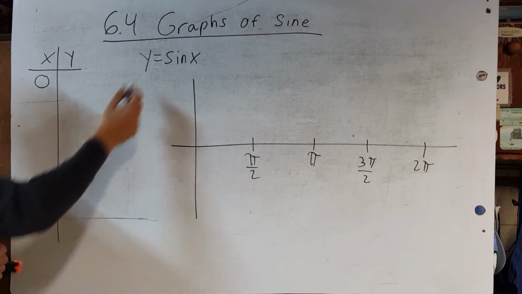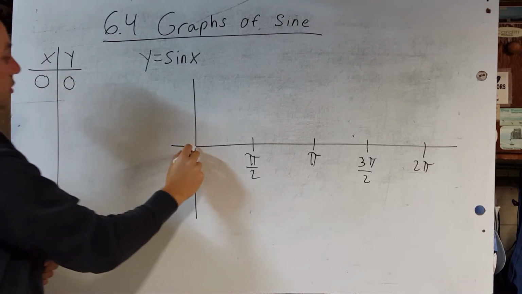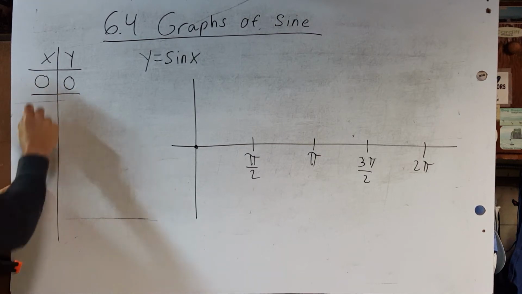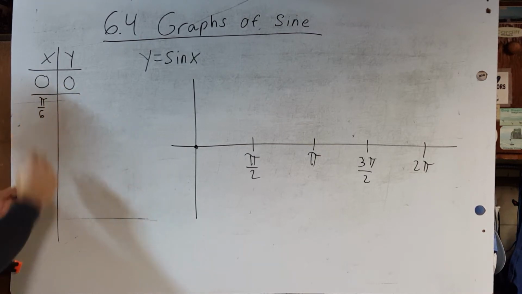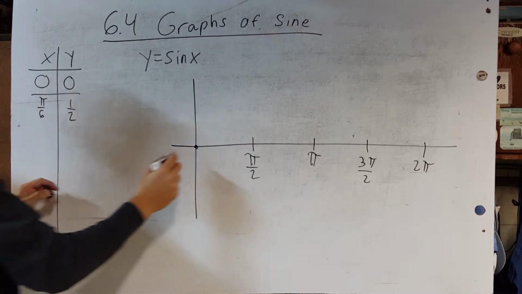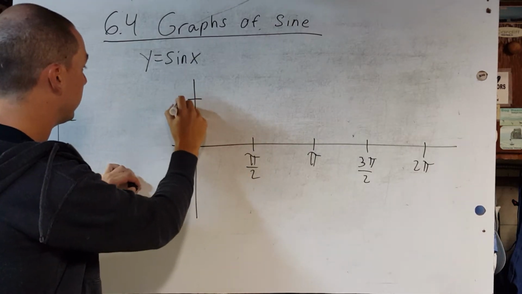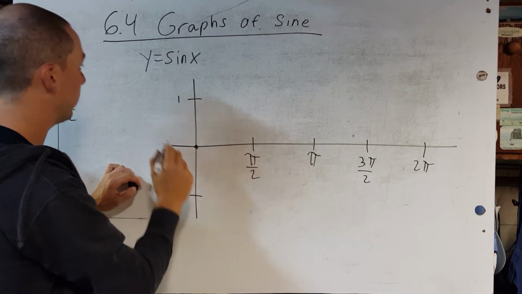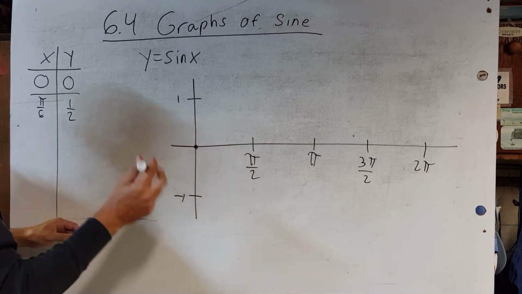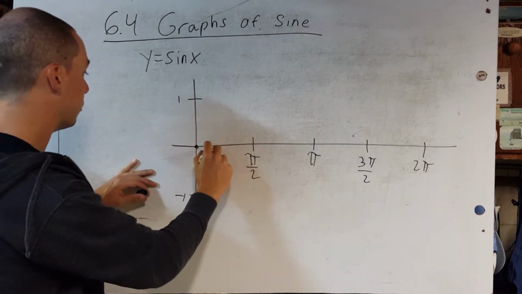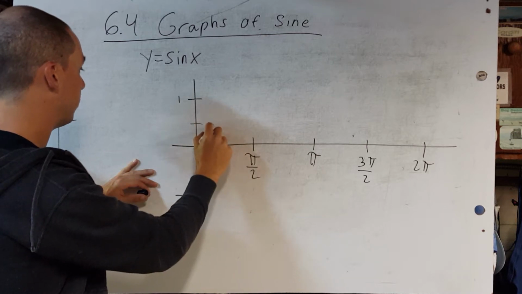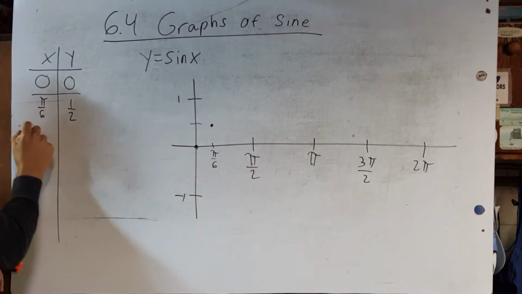Sine of 0 radians. Sine of 0 is 0. There's a point. And then let's go pi over 6. The sine of pi over 6 is 1/2. So let's go 1 here, -1 here, because we know that sine's range is everywhere from -1 to 1. And then here's pi over 2, so pi over 6 is about here. Pi over 6, 1/2. All right.